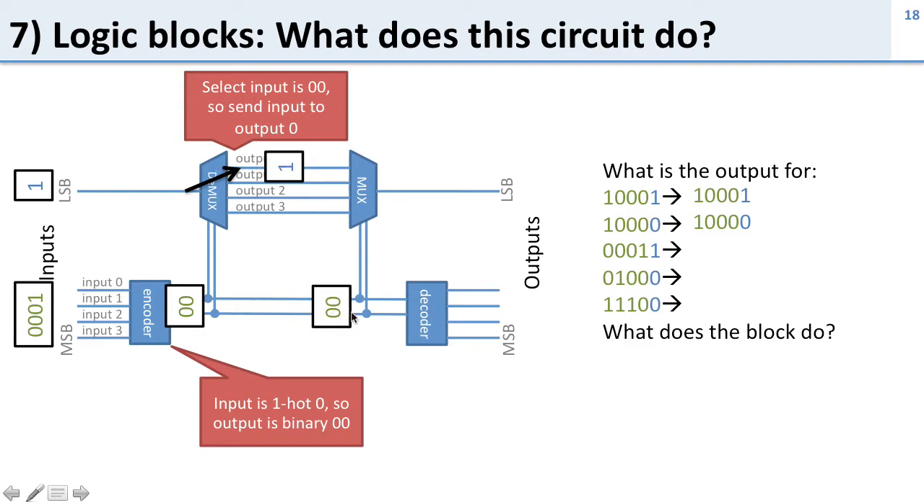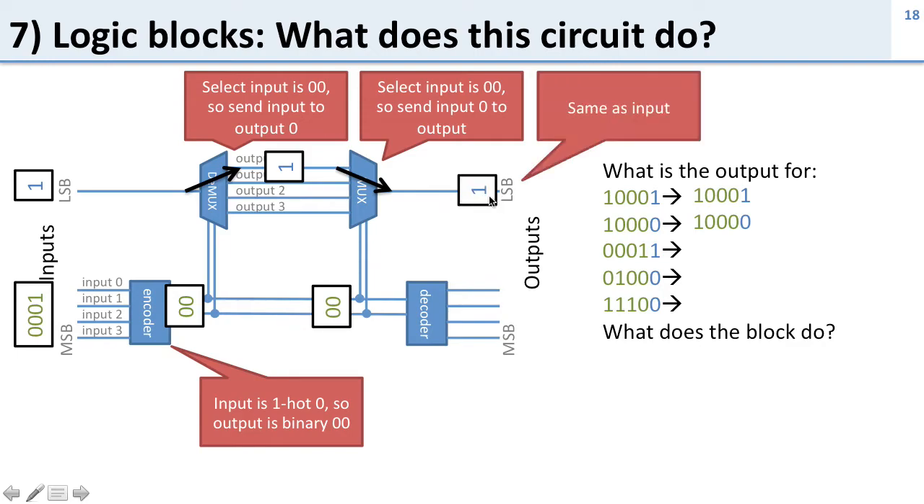We also have the same 0, 0 from the encoder going into the select for the mux. So the mux is now going to have select input 0, which is up here, and it's going to send it to its output, so we're going to get a 1 on the output. So the same output here is the input. Not surprising, that's what the circuit does.